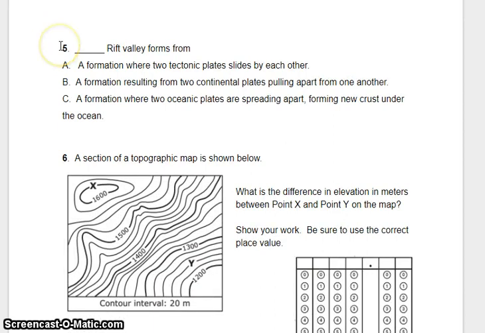Number 5. Rift valleys form from A. A formation where two tectonic plates slide by each other. B. A formation resulting from two continental plates pulling apart from one another. C. A formation where two oceanic plates are spreading apart, forming new crust under the ocean. Rift Valley.